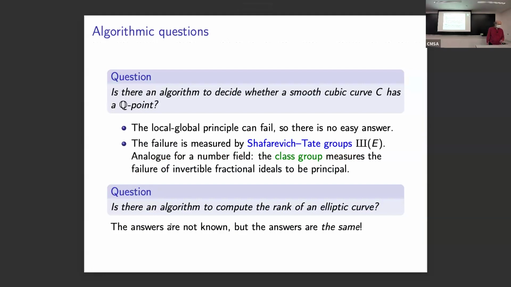So one interesting thing is maybe that these questions might look quite different, but in fact, if you have an algorithm for one of them, you get an algorithm for the other one. And this goes through the theory of Selmer groups, which I'll talk about a little later. So for neither question is it known whether there is an algorithm, but the answers to the two questions are the same.